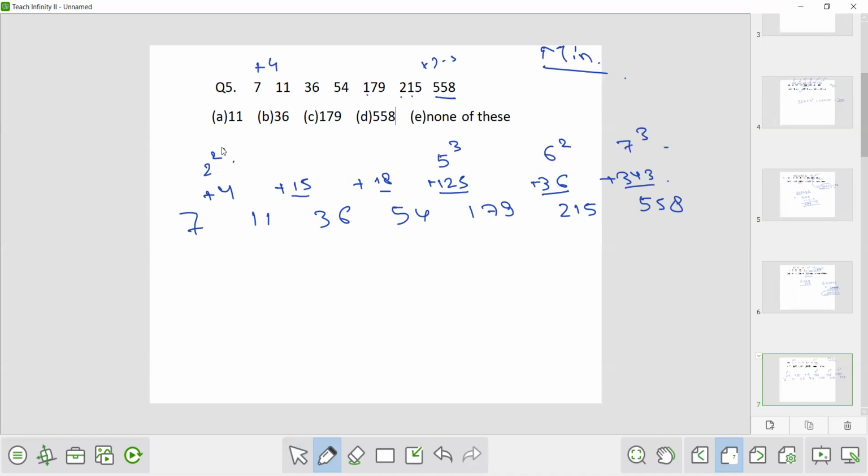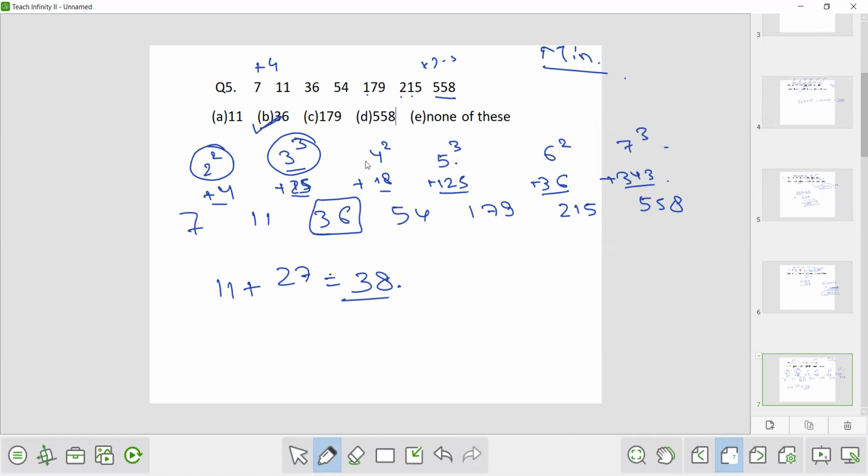Now the rule is confirmed, this is 2 square, so this should be 3 cube, this must be 4 square, this is 5 cube. Now the rule is like this, plus 4, plus 3 cube. It's 25, so plus 3 cube. So this 3 cube will be 27. So 11 plus 27 should be 38 instead of 36. So here 36, this is wrong. The rule is like this, 2 square, 3 cube, 4 square, 5 cube, 6 square, 7 cube, like this.